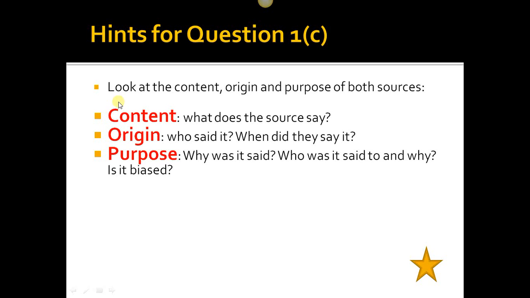Something here which I always like, a good acronym, is COP. We were talking about being a detective, so hints for question 1C: be a COP. Content, origin, and purpose.